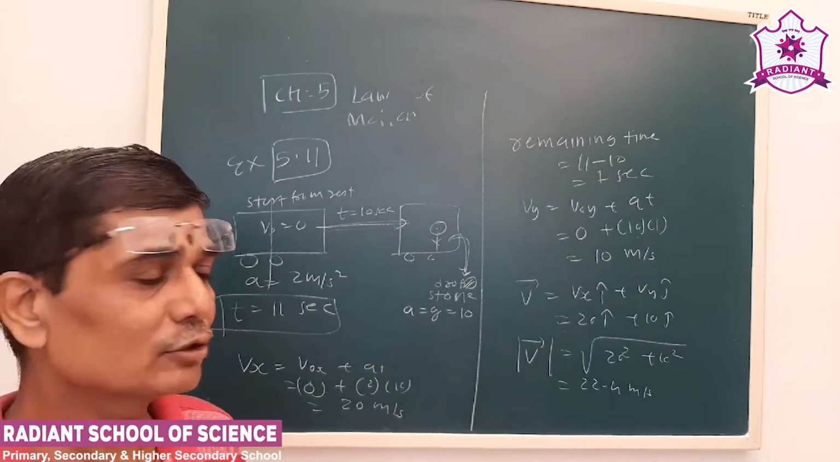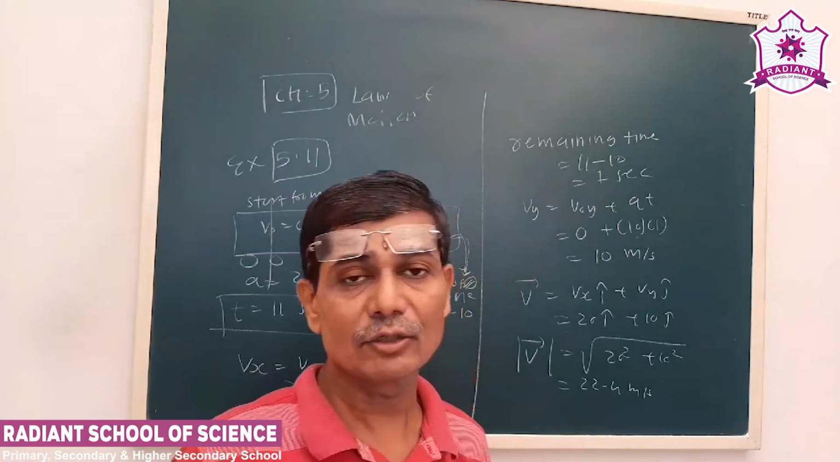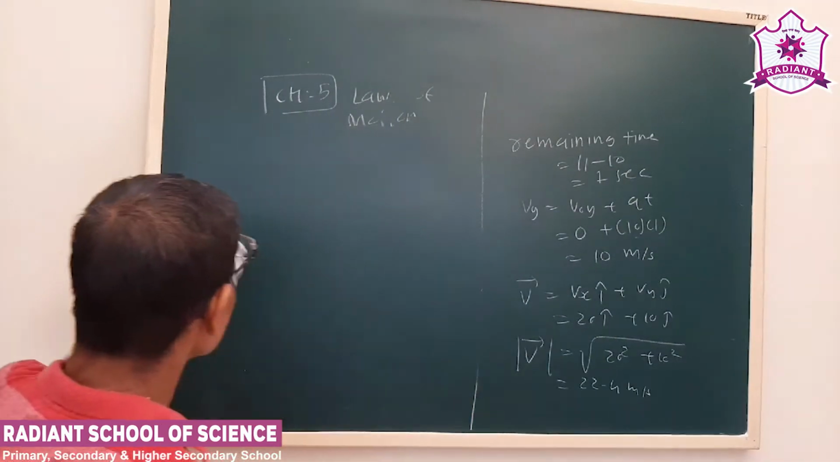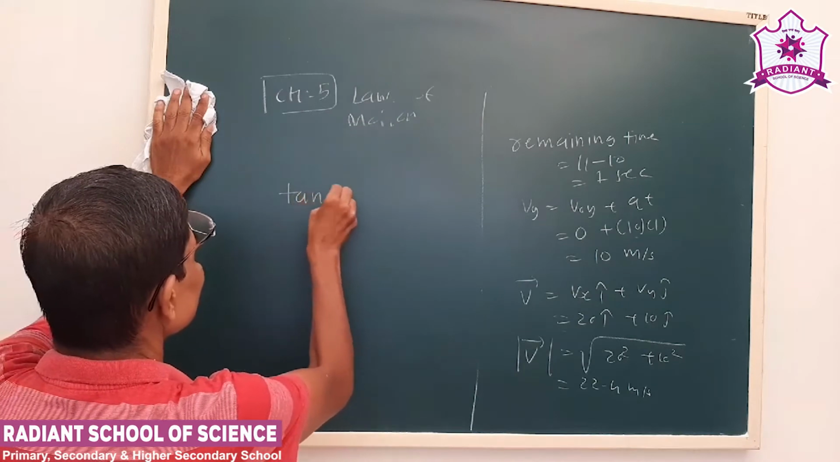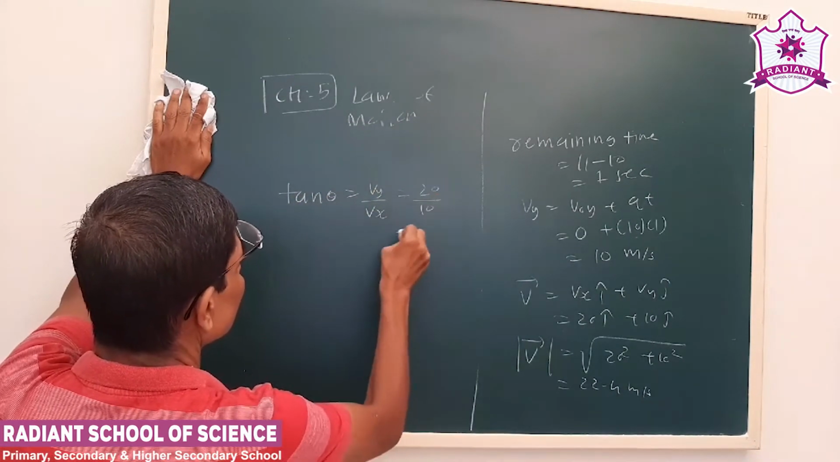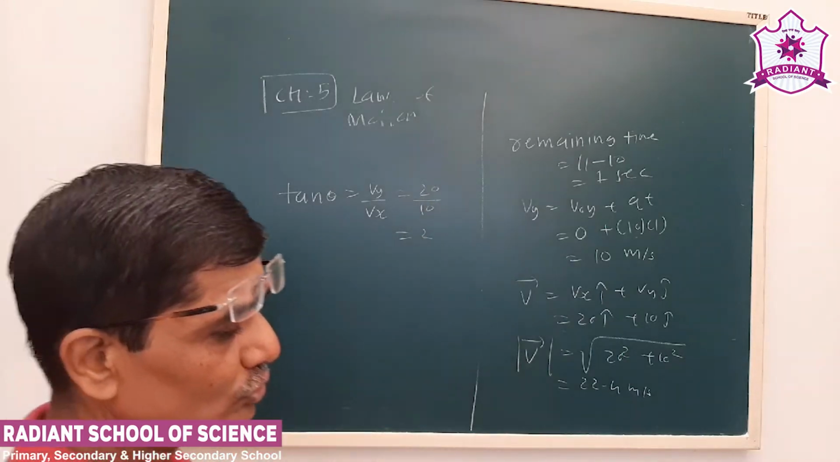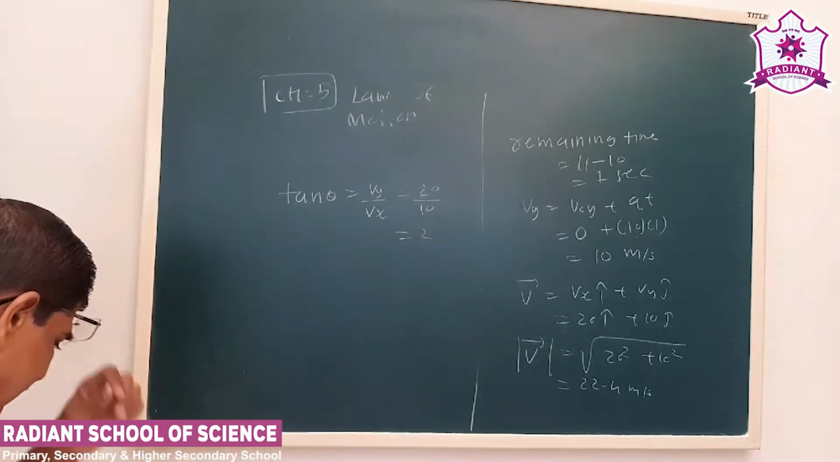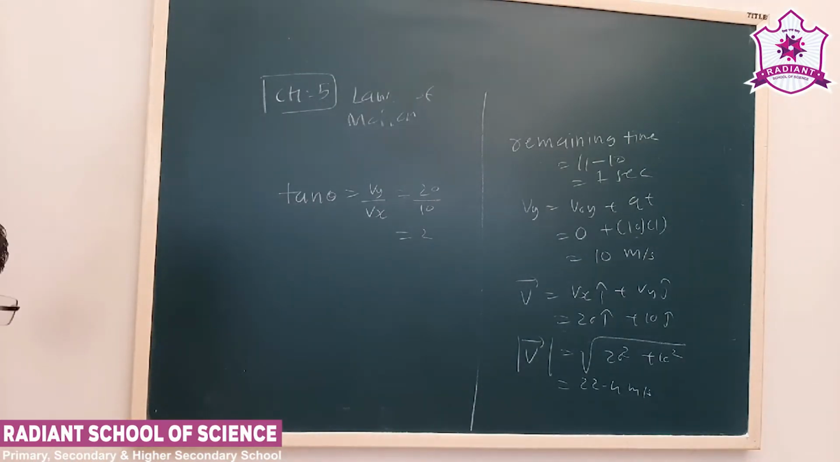it has both magnitude and direction. The magnitude is 22.4 meters per second, and tan theta is vy upon vx, so tan theta is 1/2. Its angle you can obtain from the tables of tangents. So this is nothing but exercise number 5.11.